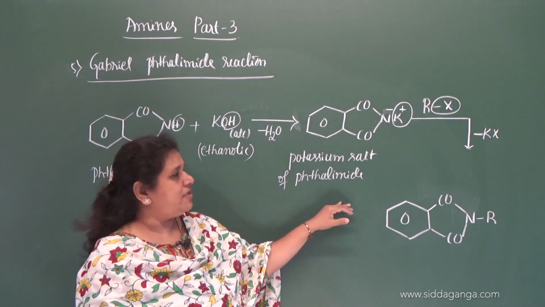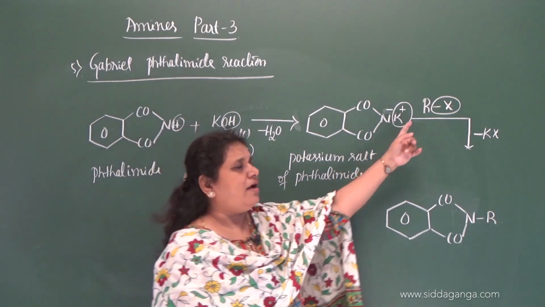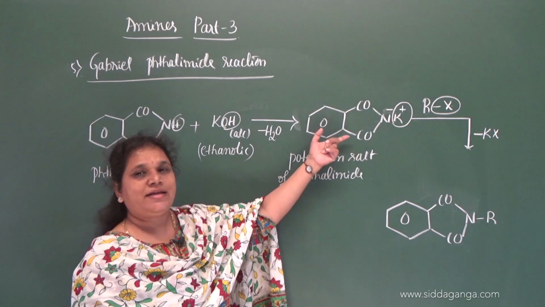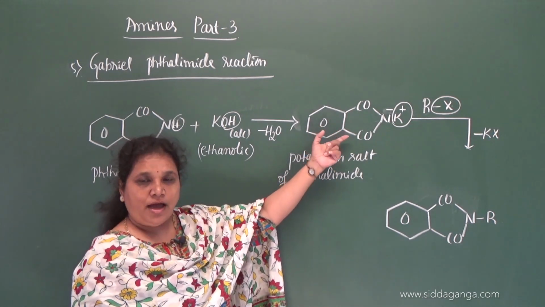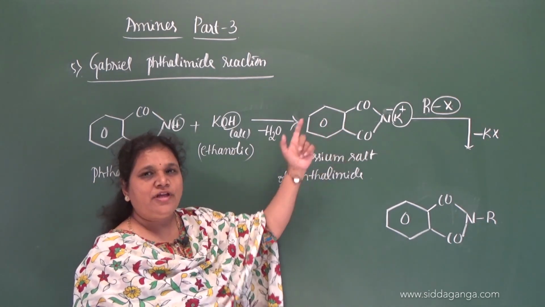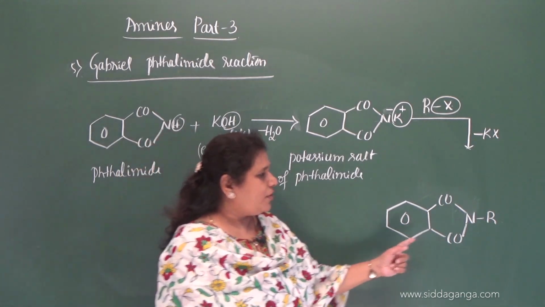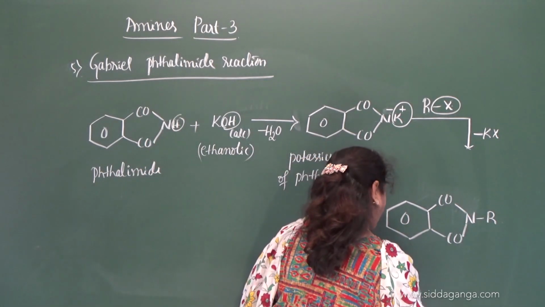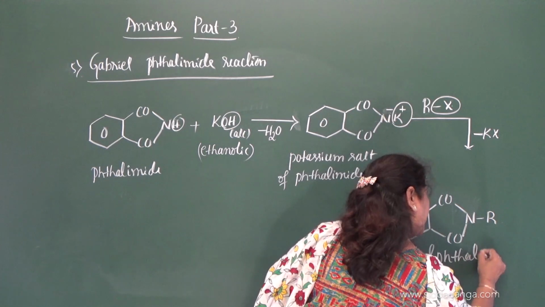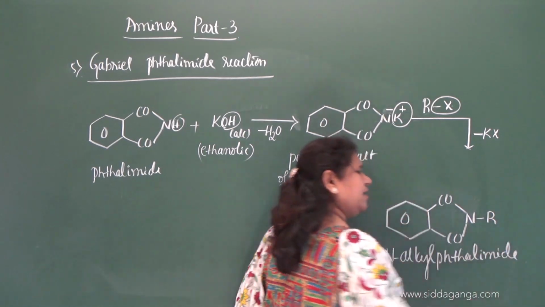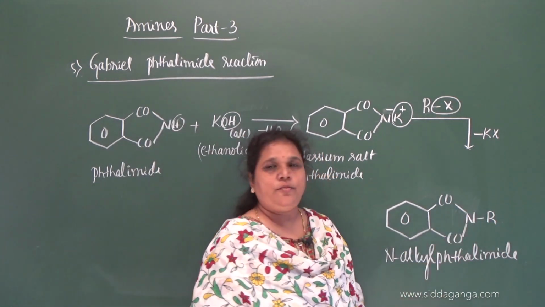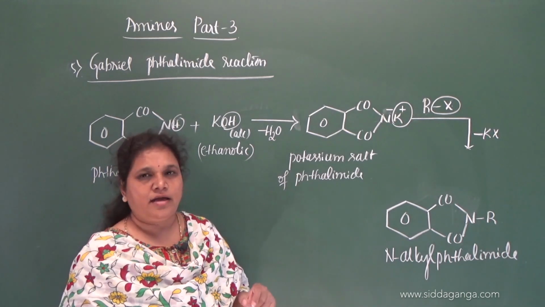Nucleophilic substitution takes place between the potassium salt of phthalimide and the alkyl halide. The bond of the alkyl halide is cleaved, and the anion of phthalimide replaces the halide, hence it is nucleophilic substitution, giving N-alkyl phthalimide. Since the alkyl group is attached directly to the nitrogen atom, it is called N-alkyl phthalimide.